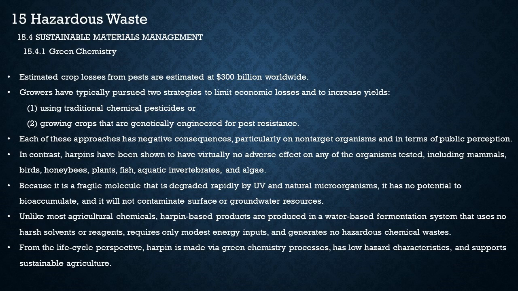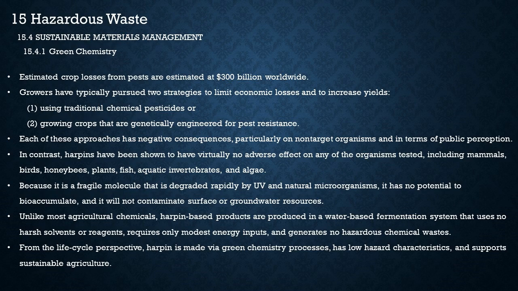Crop losses from pests are estimated at $300 billion worldwide. Growers have typically pursued two strategies to limit economic losses and to increase yields: 1. Using traditional chemical pesticides, or 2. Growing crops that are genetically engineered for pest resistance. Each of these approaches has negative consequences, particularly on non-target organisms and in terms of public perception.